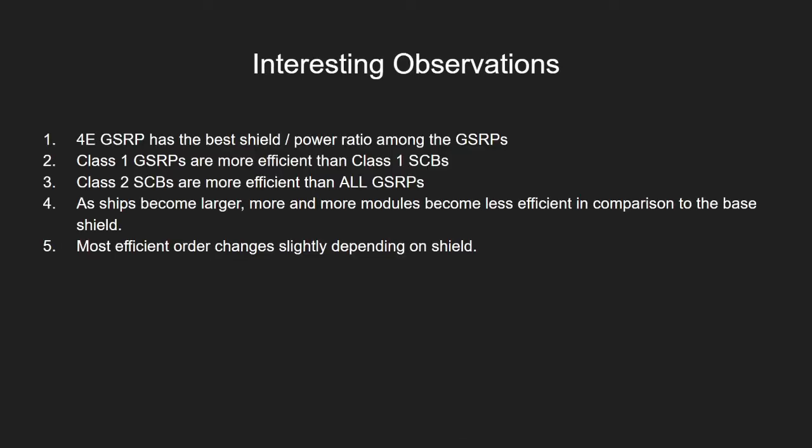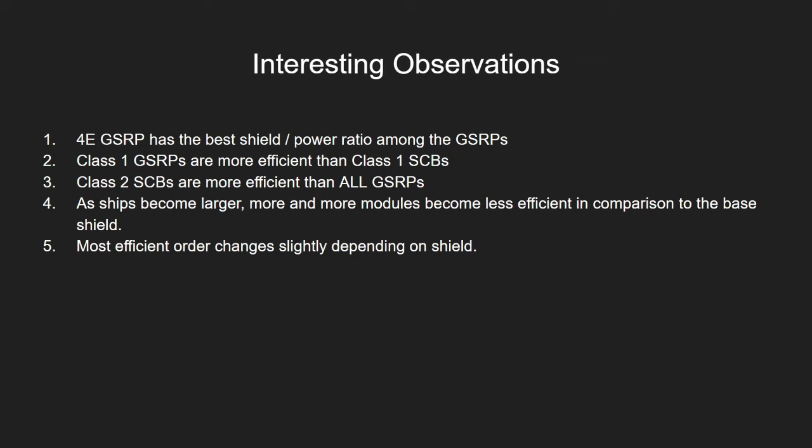After all this, here are some of what I think are interesting observations. Number 1, the 4E GSRP has the best shield to power ratio among the GSRPs. Honestly, I would have expected it to be the class 5 slot, but oof dev, gonna oof dev. Number 2, Class 1 GSRPs are more efficient than class 1 SCBs. I noted this earlier in the video.